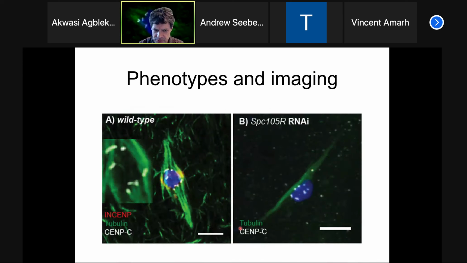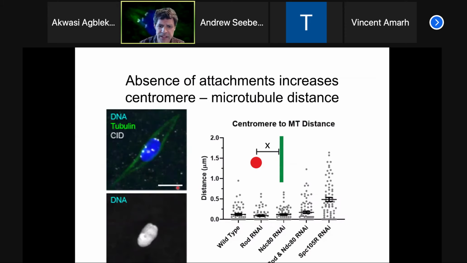But there's a big difference between them. When we knock out SBC105R, the kinetochores are randomly associating relative to the microtubules. Some of them seem to be touching the microtubules, but others are not touching any microtubules at all, in contrast to the wild type situation where kinetochores are making end-on microtubule attachments. We measured the distance from the kinetochores to the microtubules, and you can see in many cases the distance from the kinetochore to the microtubules was quite large.